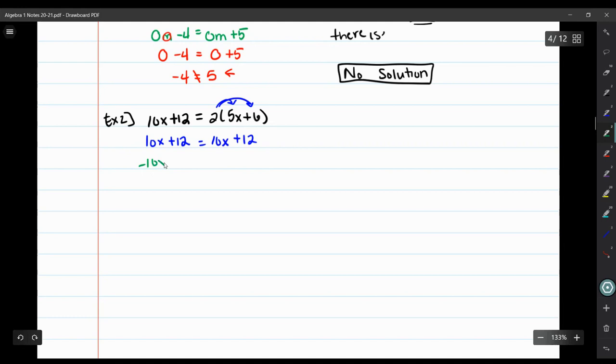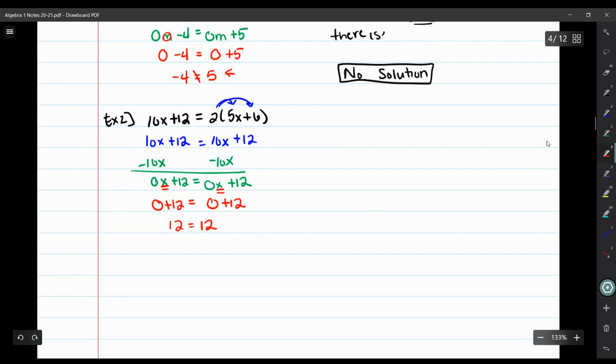Doesn't matter which one we move, so I'm just going to move the left one. And I'm going to write the extra steps we normally skip. 10x minus 10x makes 0x, drop the plus 12. And again, no matter what number I plug in for x, 0 times anything is still going to be 0 plus 12. And then 0 plus 12 makes 12 on both sides.